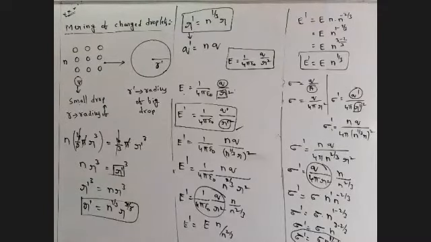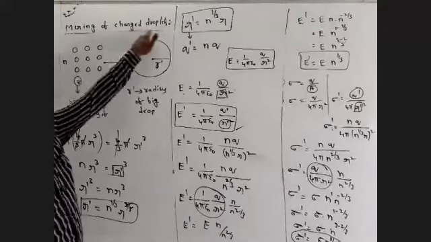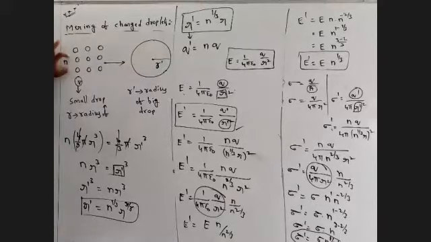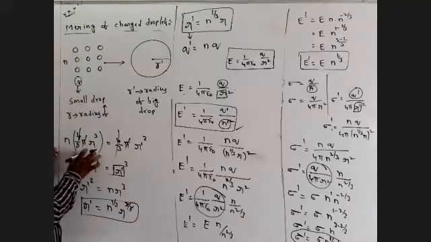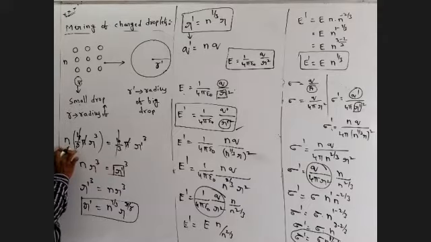Sigma dash value. Now here, what are we finding? This is a small drop, matching of charge drop. This is a small droplet, one more small drop, one more small drop, up to n small drops. This is the volume of a small drop, into n, meaning n number of small drops.